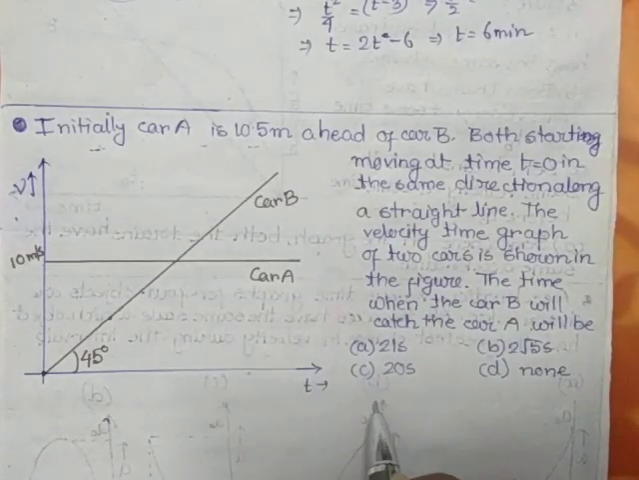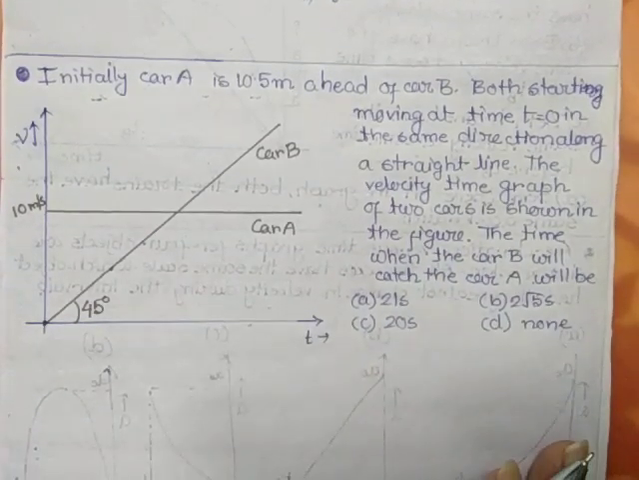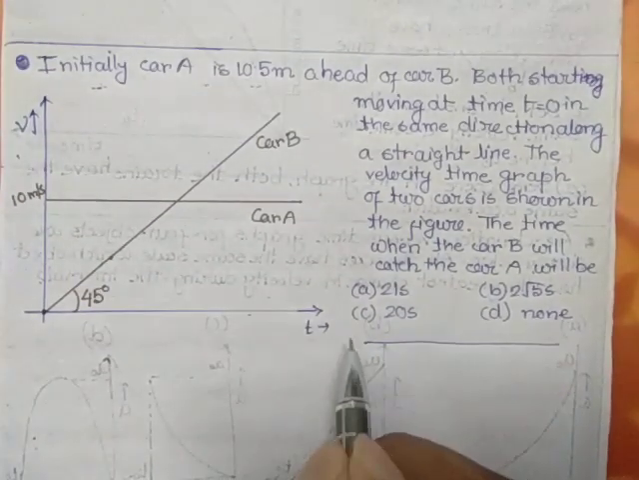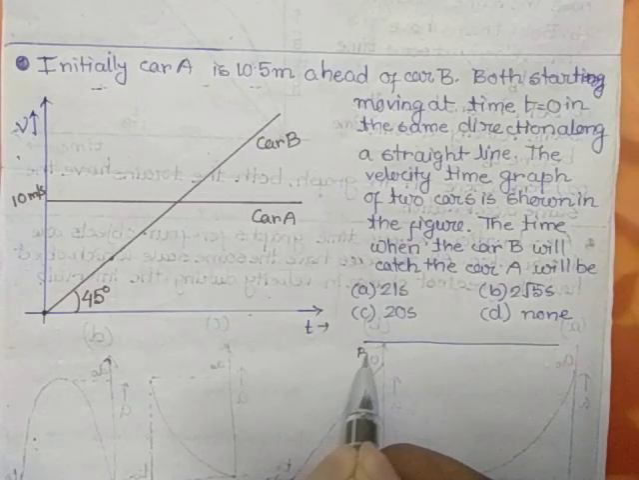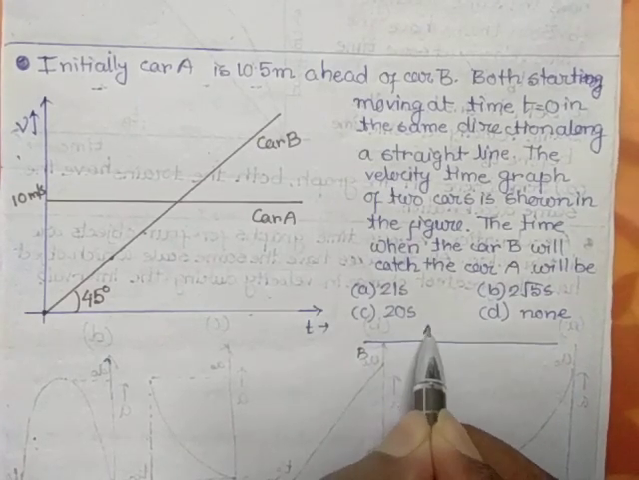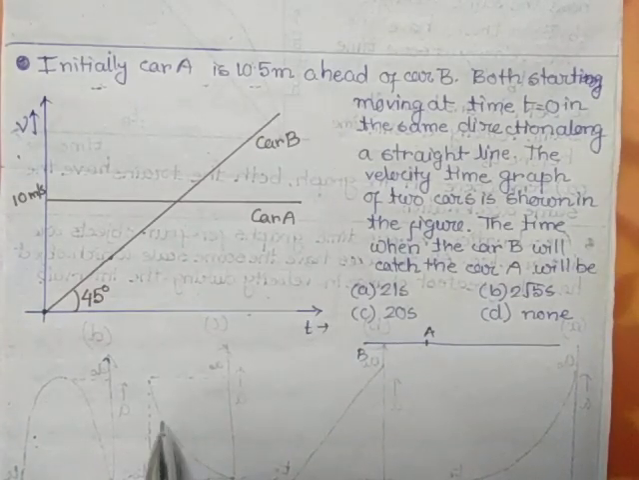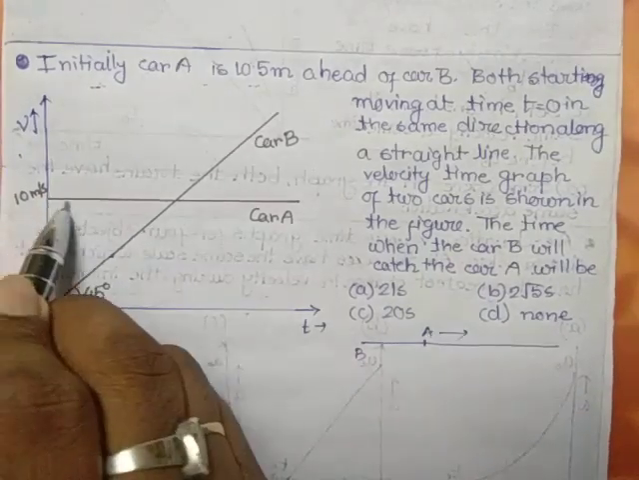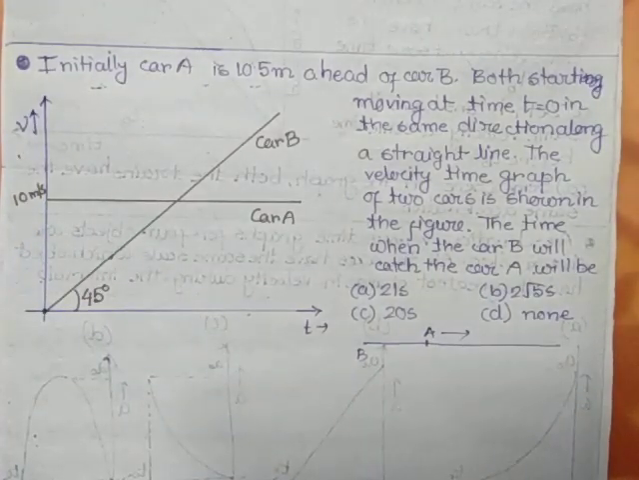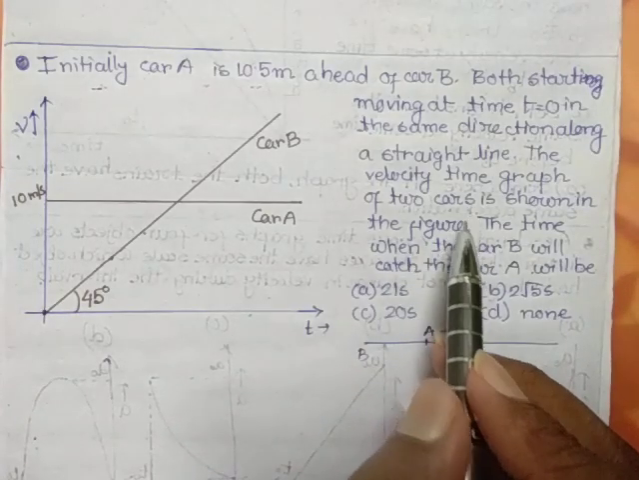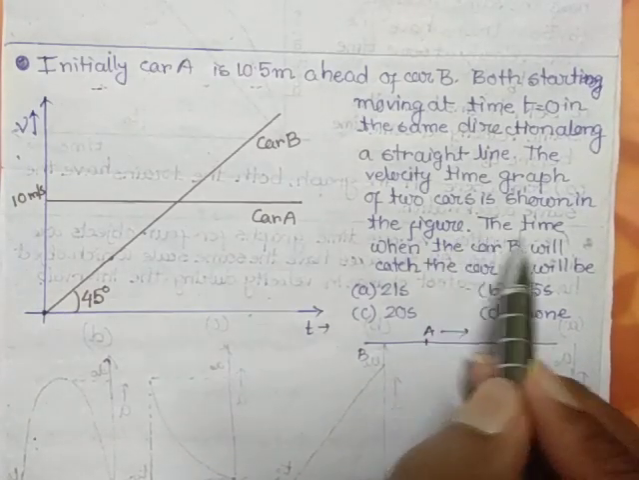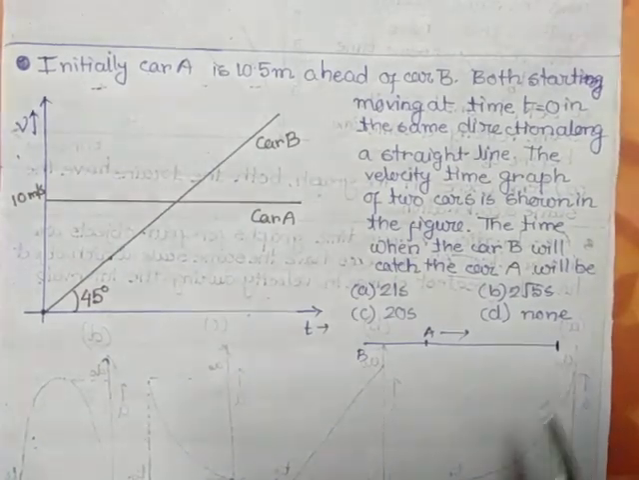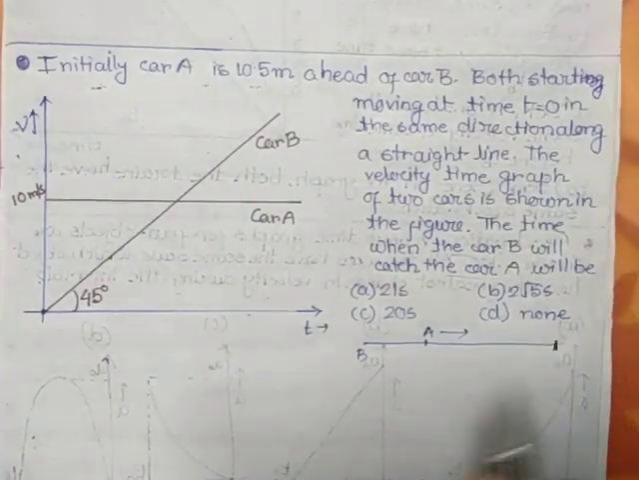So the scenario is something like this. It is a straight path. If the car B is here, then the car A is slightly ahead. The car A maintains a constant velocity, that is 10 meters per second. It is given. And what is asked is the time when the car B will catch the car A. So when will they meet? Let us say here they will meet.